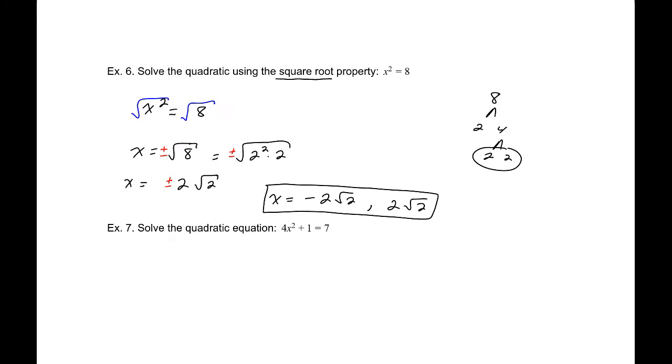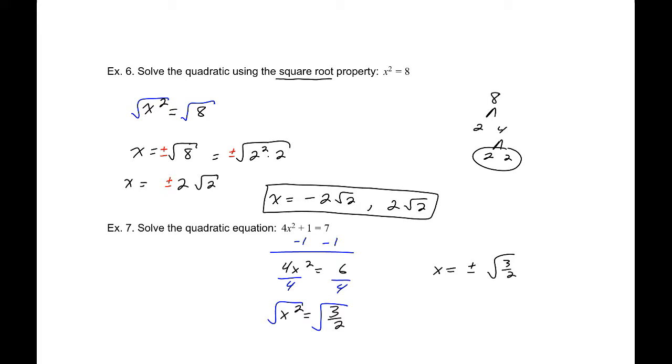All right, number 7, solve this quadratic equation. Because there's no x term, we have an x squared term and constants, the square root property comes in very handy. So let's rearrange this so that it has equivalent solutions. 4x squared equals 6, dividing by 4. We have x squared equals 3 over 2. Taking the square root. Okay, so we have x equals plus or minus square root of 3 over 2.